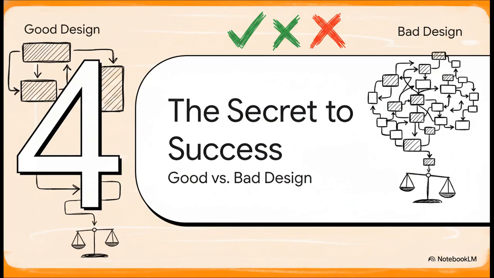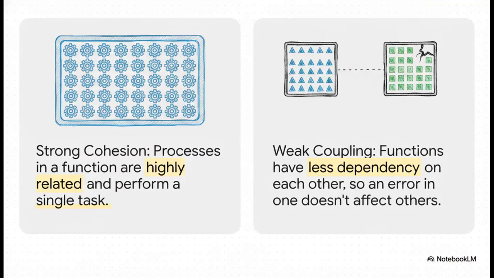Okay, this is where it gets really clever. You see, not all decompositions are created equal. There are 2 key principles that separate a really robust, beautiful design from a messy one. Let's look at what makes this process truly successful. So the 2 big goals here are strong cohesion and weak coupling. Strong cohesion is actually pretty simple.